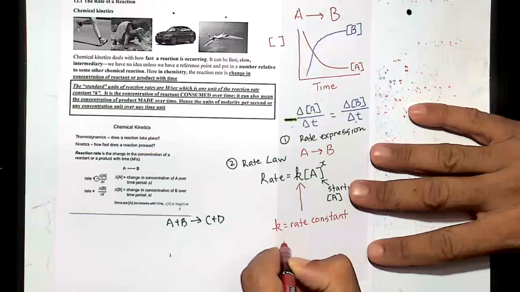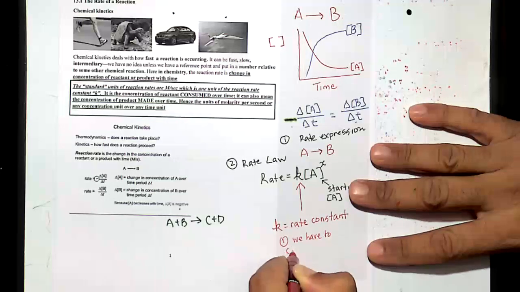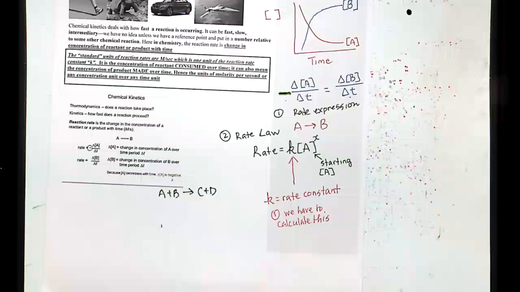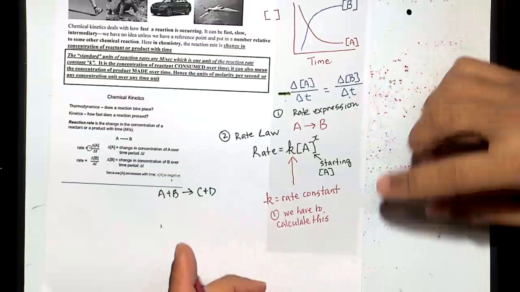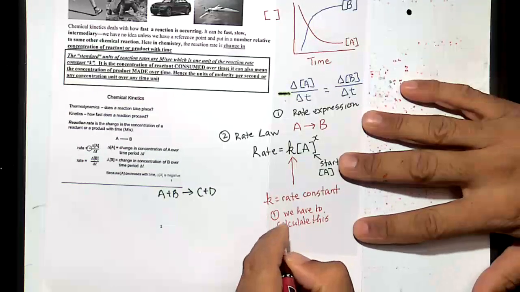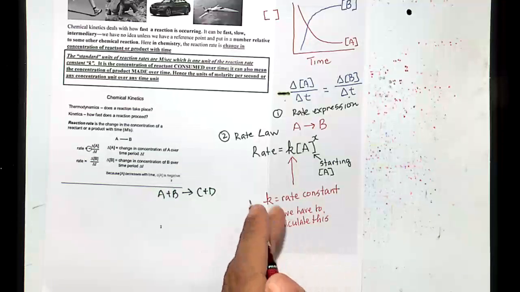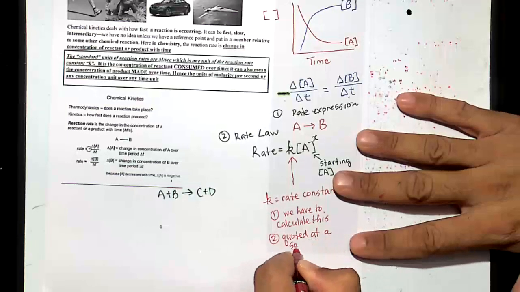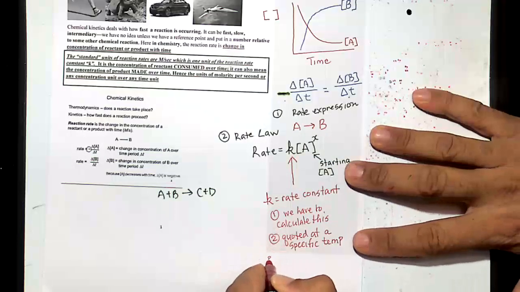So number one is that we have to find it. We have to calculate this. We're talking about rate law, not rate expression. Number two, it's quoted at a specific temperature, just like vapor pressure way back in chapter 12. You change the temperature, you change the rate constant.